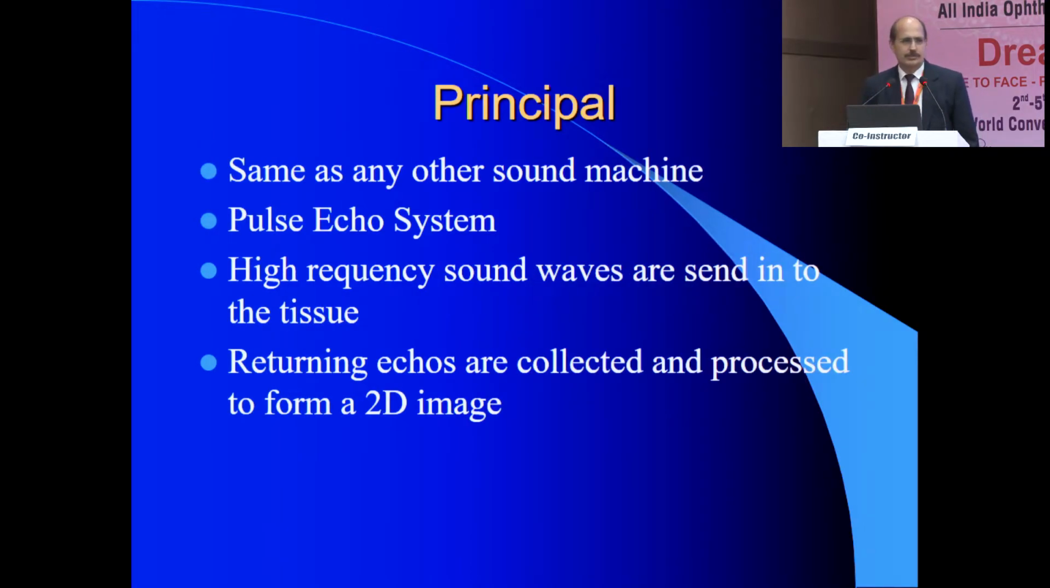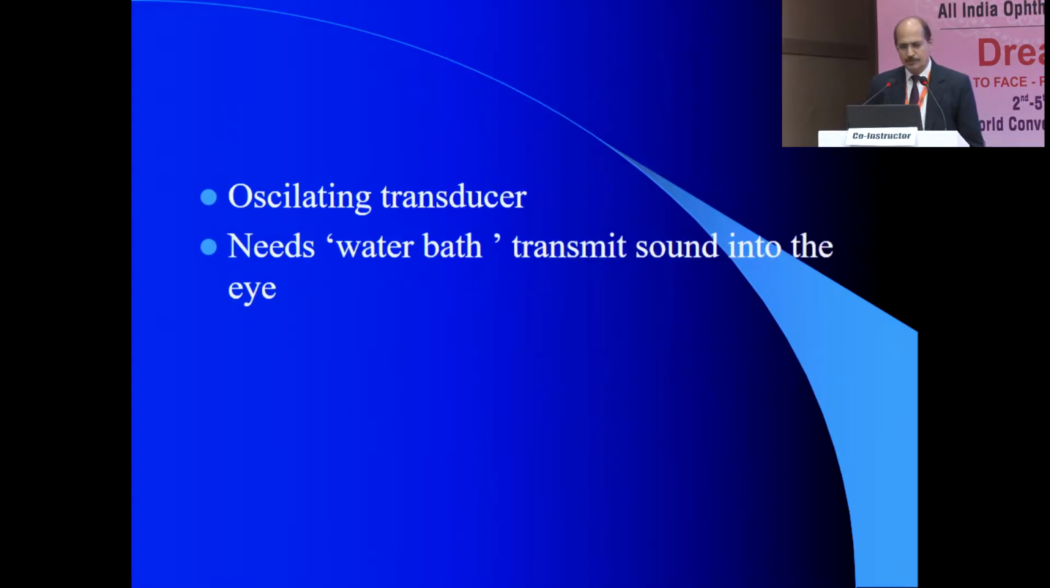The principle is simple, like any other ultrasound, basically a pulse echo system. You send echo pulses at a certain frequency into the tissue, and the echoes which are returning, you capture them, and because they're timed, from the time of sending to receiving, that gives you the distance or location of the object which is reflecting the sound, and how much sound is received gives the intensity. So basically two parameters, the time and the intensity, and then you have multiple echoes coming back, and you reconstruct a two-dimensional image like a B scan. So the principle remains the same.